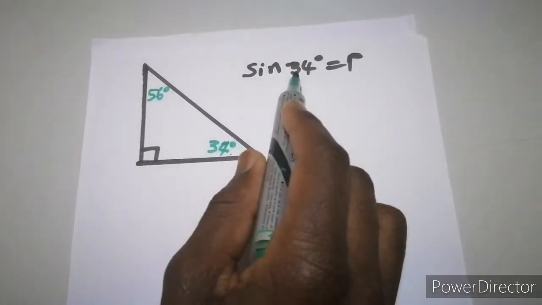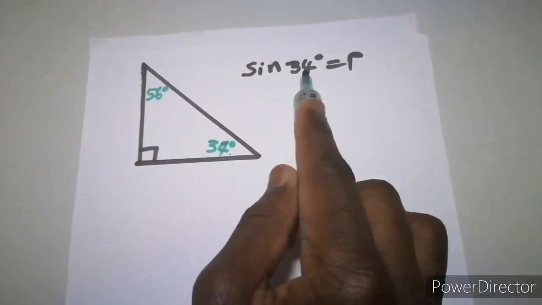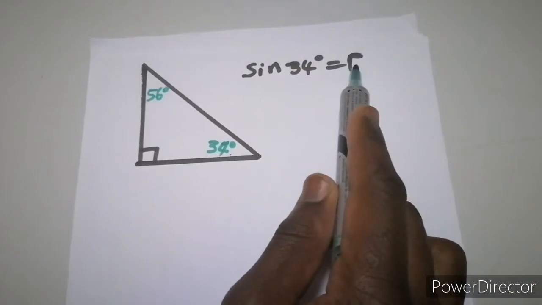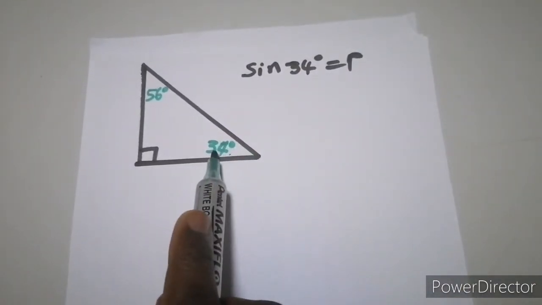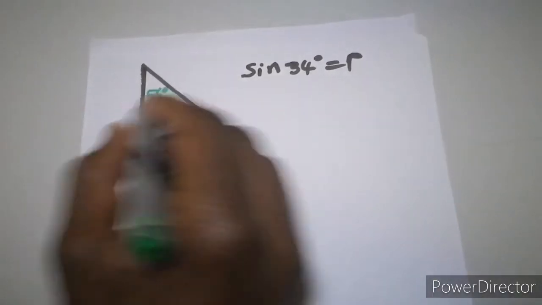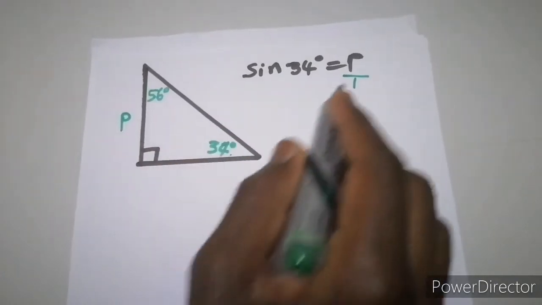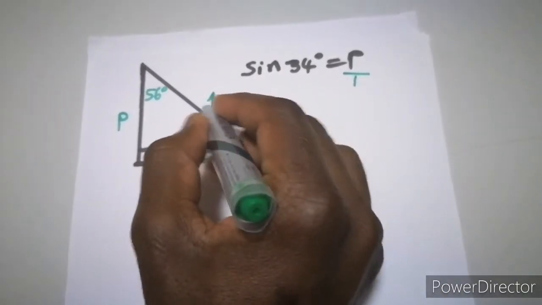Right, we are given the sine of an angle. Remember, the definition of the ratio of a sine of an angle is opposite side divided by hypotenuse. Now, what is the opposite of 34? It is P. This is P over 1. It is P, and then the hypotenuse is 1.